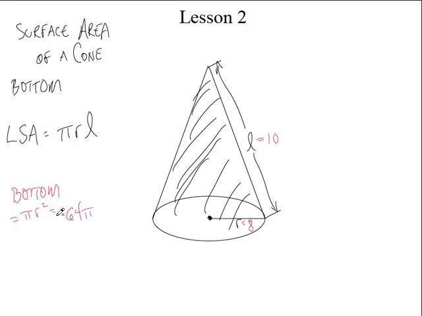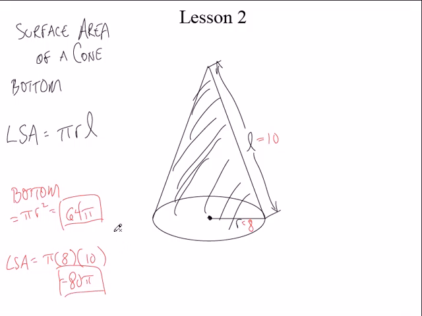We're just going to leave that for right now. We're going to add to it in a second. So we got the bottom. Now we got to find everything else, which is the lateral surface area. So the lateral surface area is just pi times r times L. The radius is 8 and the slant height is 10. So what is that? It's 80 pi.